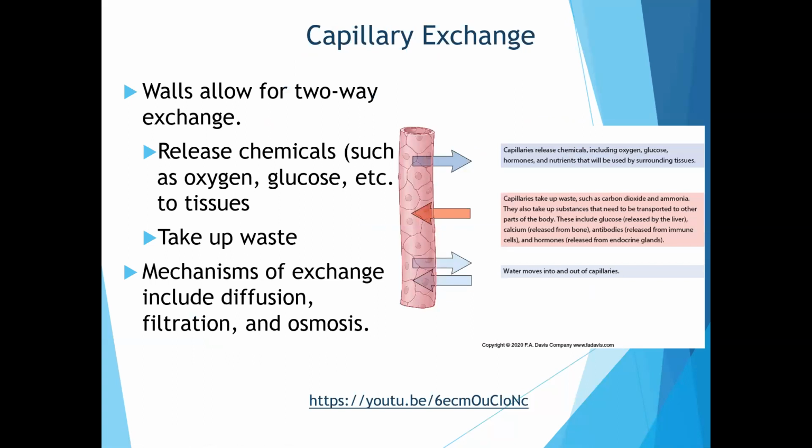Okay, we're going to go into capillary exchange itself. So the walls of the capillary, we said, are quite thin, but they allow for a two-way exchange. We're going to release chemicals such as oxygen, glucose, the stuff that our tissues need, and they're going to go out of the capillaries. And then waste such as carbon dioxide, ammonia, a good amount of substances are going to go in so that they can pass to the veins. So we're going to talk about a few different mechanisms of this exchange, including diffusion, filtration, and osmosis.